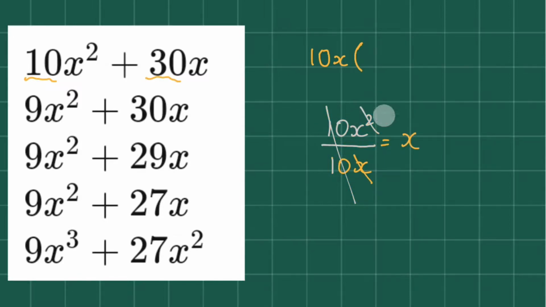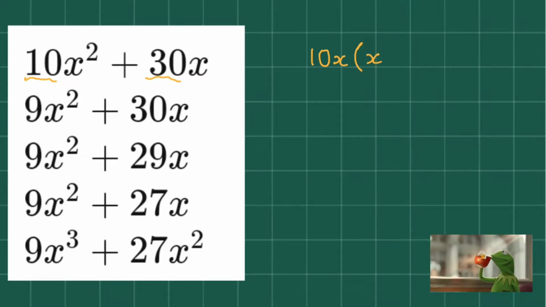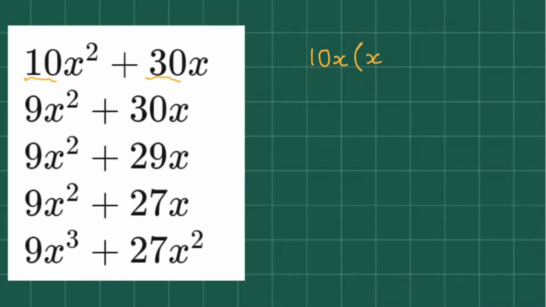It's rather good. Now, being digital, I can just get rid of that. So I'm going to be left with x. And then if I'm going to do 30x divided by 10x, well, 30 divided by 10 is 3, and it's positive, so I'm going to write positive 3, and the x divided by x is going to cancel. So I'm left with this. So there's the answer to the first one.